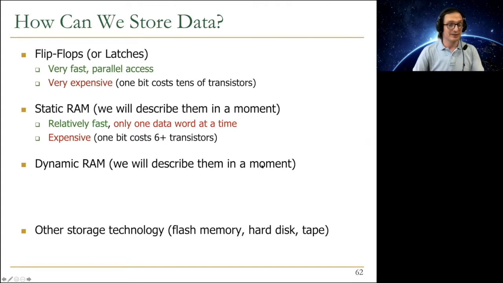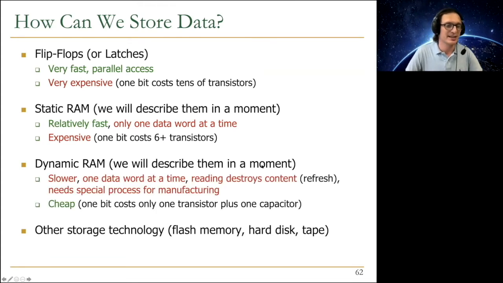Dynamic RAM, we will describe this also later in this lecture, but it's slower. Reading destroys content, as we discussed, refresh at the very beginning of the lectures, right? Lecture 1 or 1, 2, 3. And it needs a special process for manufacturing because it's capacitor based, but it's cheap. 1 bit costs only 1 transistor plus 1 capacitor. So that's why we built off-chip main memories using dynamic RAM.